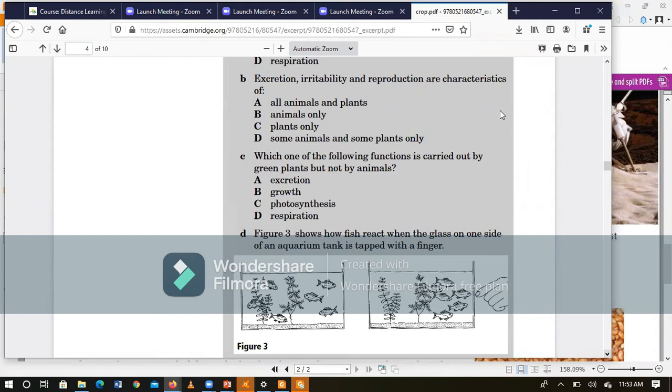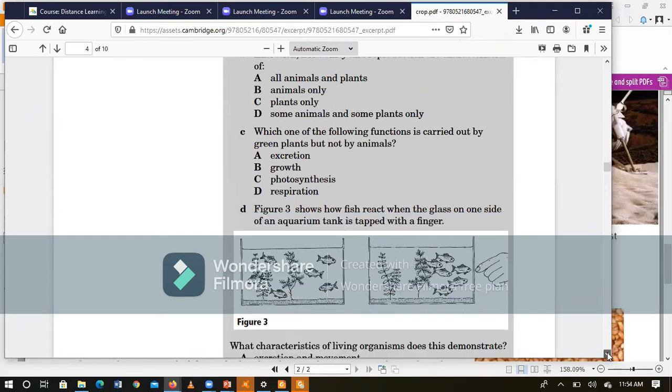Using elimination, the first answer is excretion. You know that all living organisms, all plants and all animals, excrete. Growth: all plants and animals grow. Respiration: all plants and animals respire. So you can use the elimination technique. It's one technique that you should apply when doing multiple choice questions, so you can eliminate these.